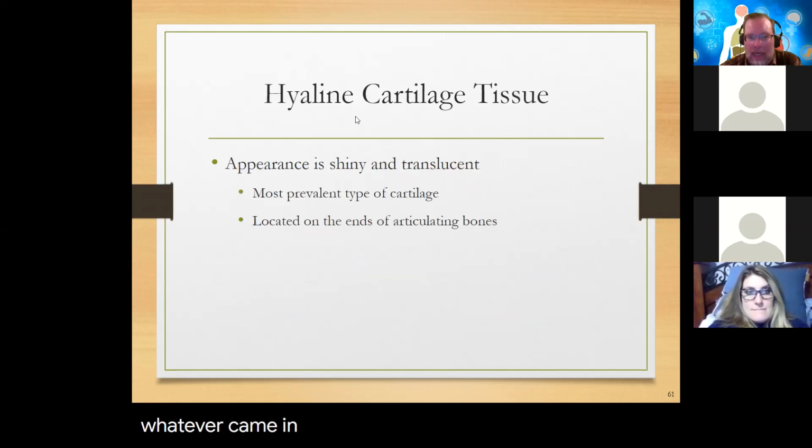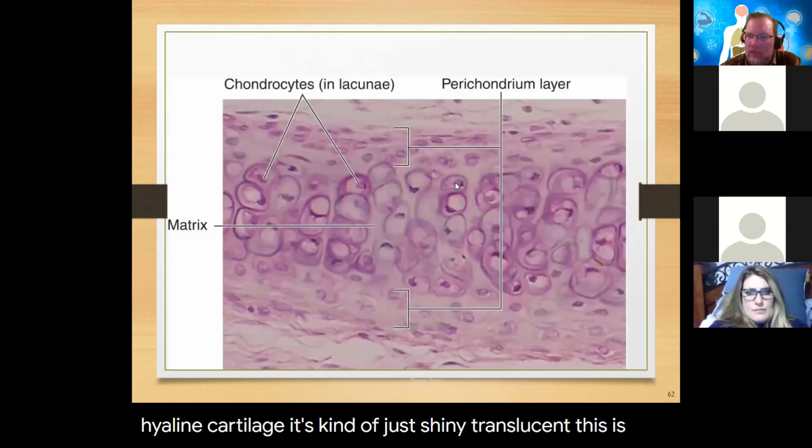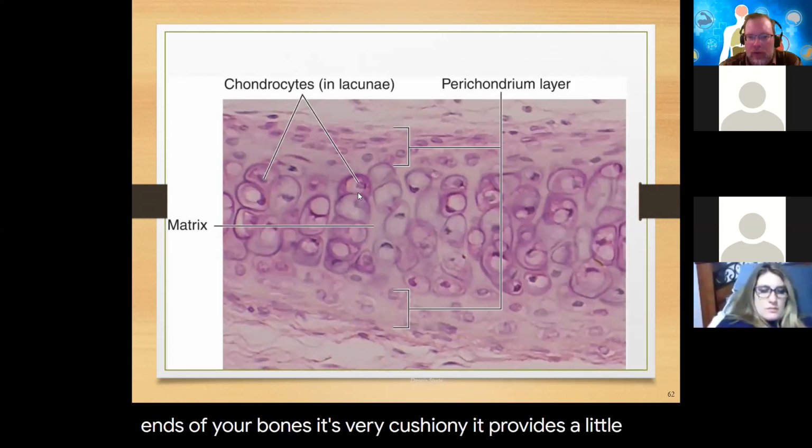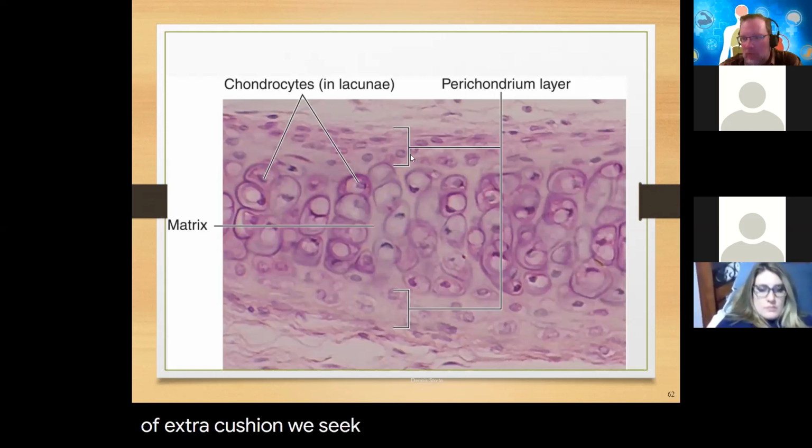We have three types: hyaline cartilage. It's kind of just shiny, translucent. This is what we find at the ends of bones. This is the cartilage at the ends of your bones. It's very cushiony. It provides a little bit of extra cushion. We see quite a bit of matrix with hyaline cartilage.